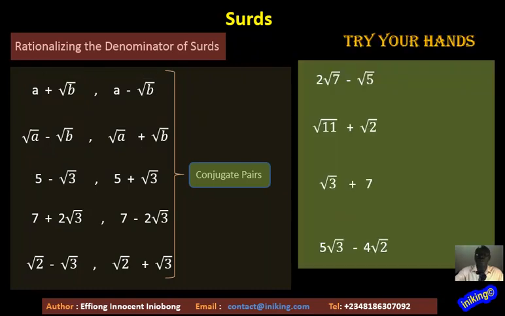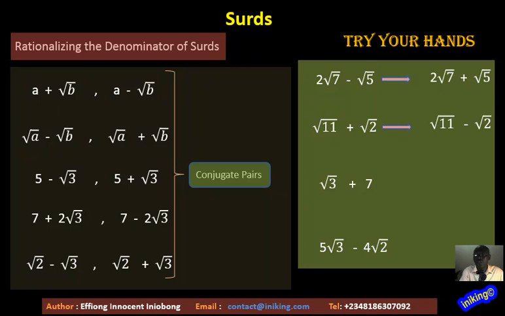So you try this. Give me the conjugate of 2 root 7 minus root 5 in 1 second. Are we there? If you got this, 2 root 7 plus root 5, then you are very correct. That's the conjugate of 2 root 7 minus root 5. How about the next pair? Root 11 plus root 2. Who's getting this right? Just change the sign. We have root 11 minus root 2.